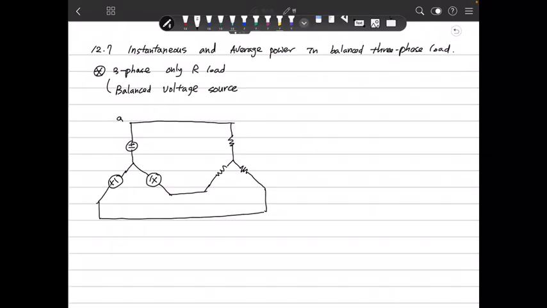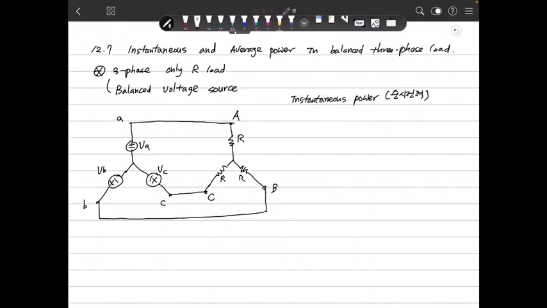This is A, small a, this is small b, and small c. We will define this large A, large B, large C. Then we have a balanced pure resistor. Let's define this is VA, VB, VC. Then in this case, the instantaneous power, in Korean, 순시전력, can be written here.